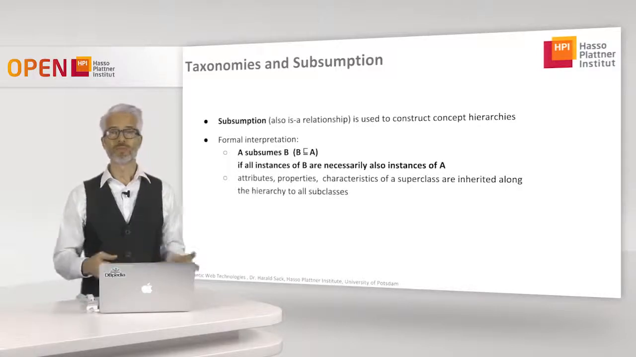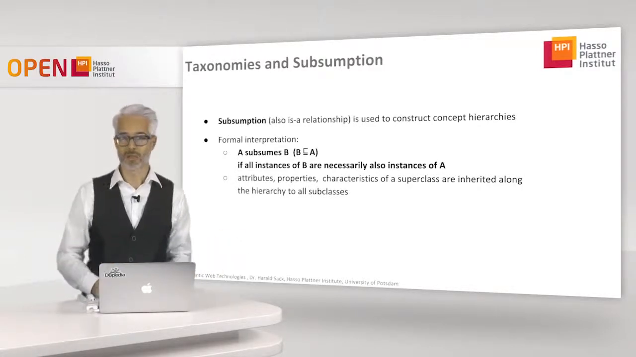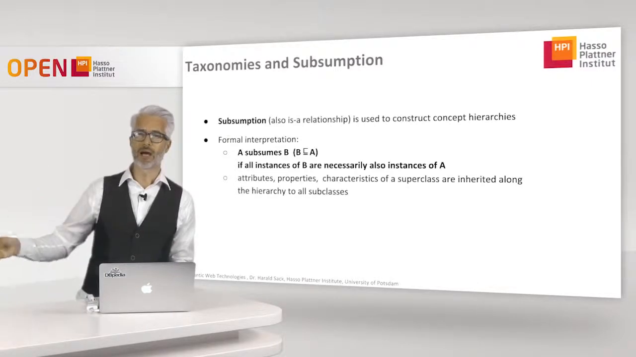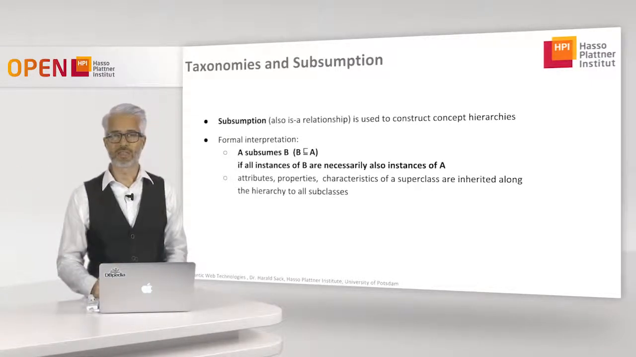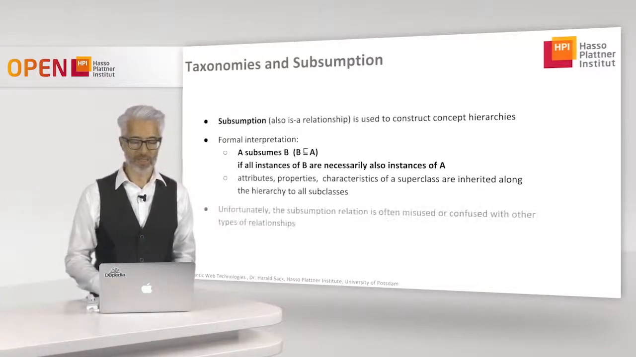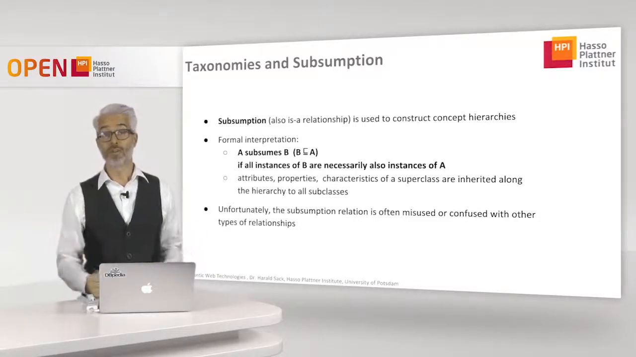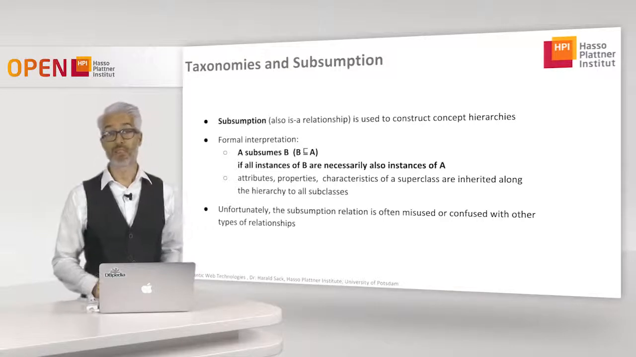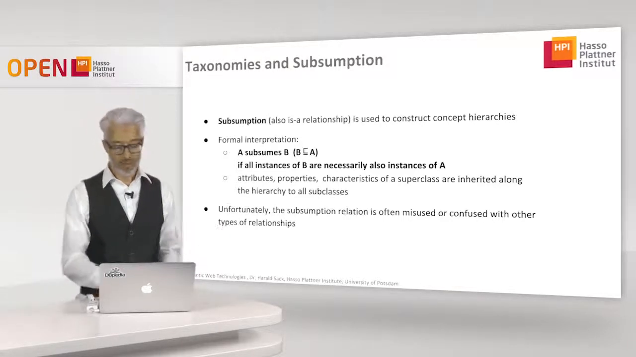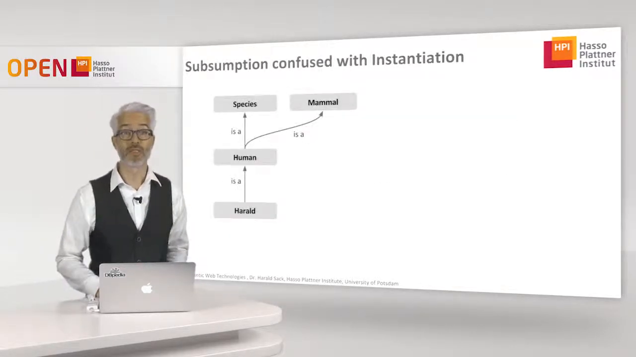What it means is that attributes, properties and characteristics of superclasses are inherited along the hierarchy to all the subclasses. But unfortunately, the subsumption relation is often misused or confused with other types of relationships. And we want to have a look at a few examples for that.